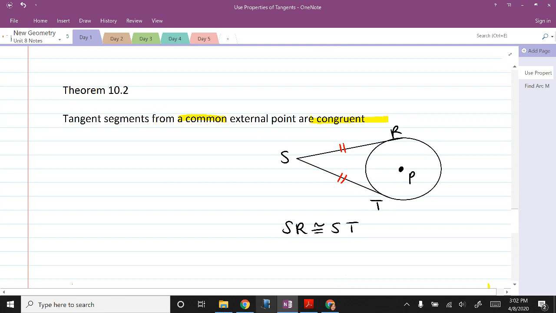All right. These are the easy ones. There's a few of these on your practice, not very many, but a couple. I think there's two. This is really easy. Tangent segments from a common external point are congruent. So SR is a segment that is tangent to circle P. TS is a tangent line to circle P. Now, since they both connect at point S, then that means those two lengths are congruent to each other. So SR is going to be congruent to ST.